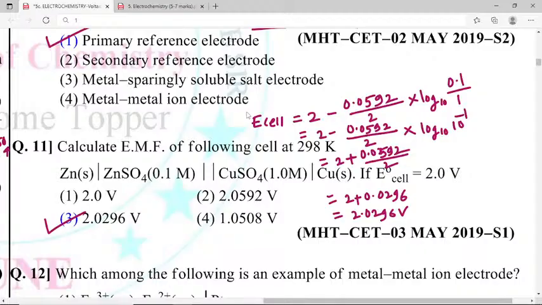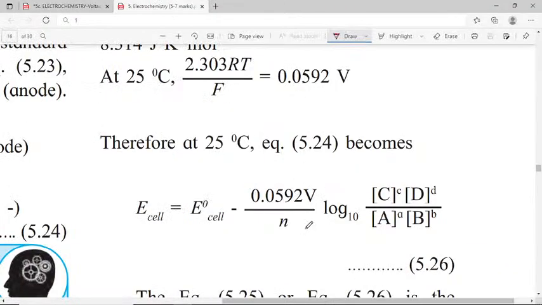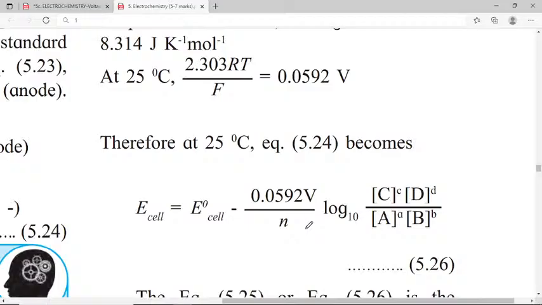Okay, please solve the question. Make the formula list, and then solve the PYQs. It is very easy.